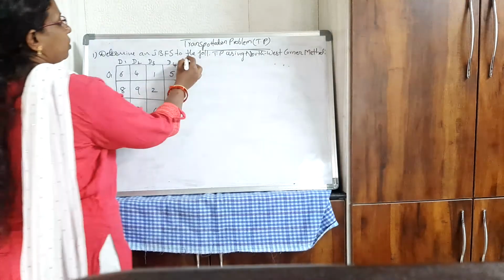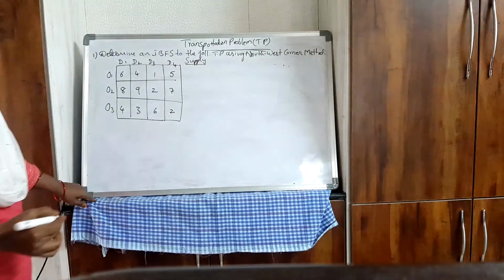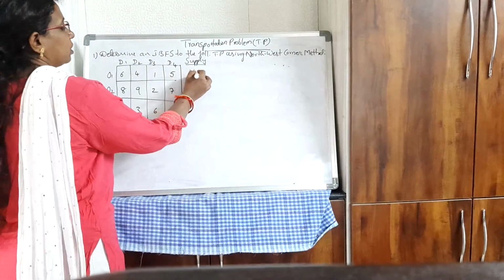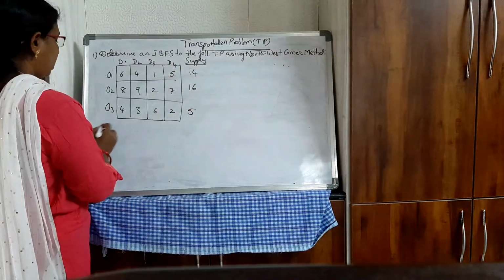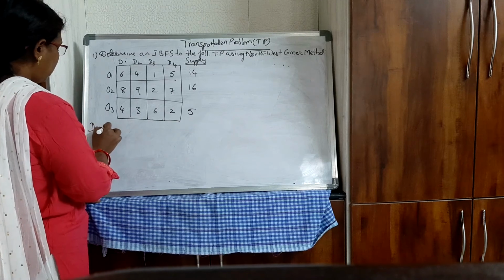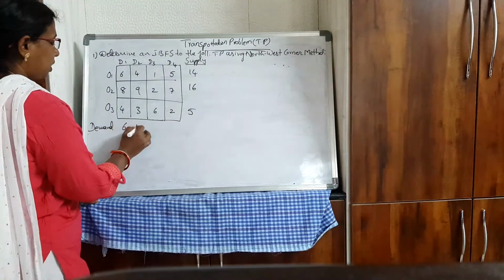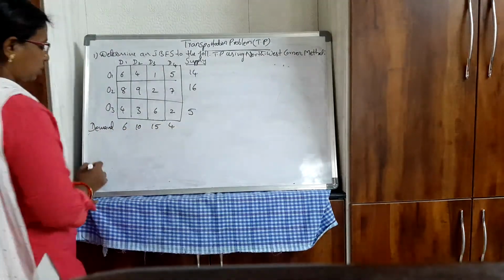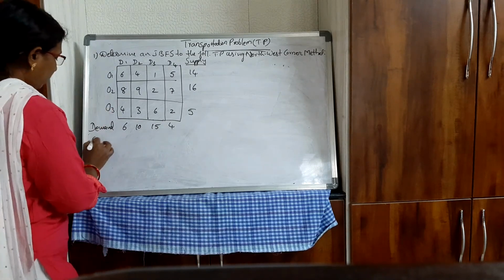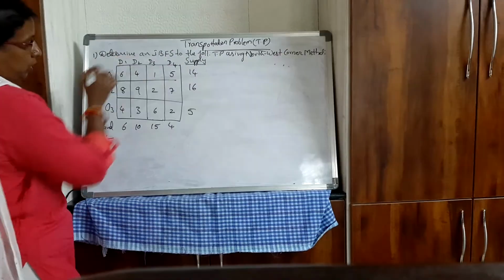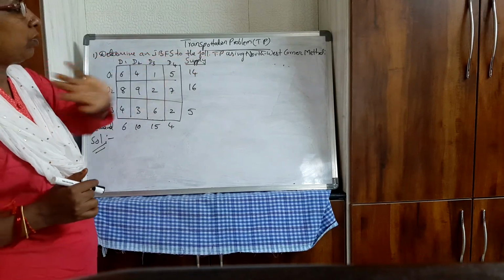Here the availabilities, you can also say supply, how many products are there to supply: 14, 16 and 5. Then you have the demand at each destination. So demand is 6, 10, 15, 4. This is the transportation problem given to you. Now you have to find only the initial basic feasible solution. He is not asking for the optimum. So just find the initial basic feasible solution using the northwest corner method.